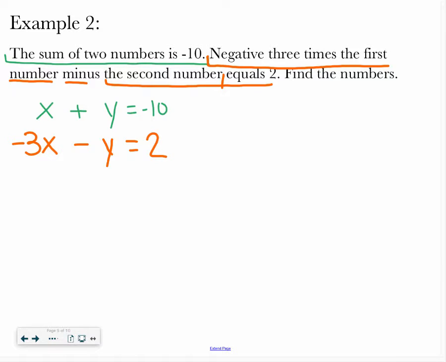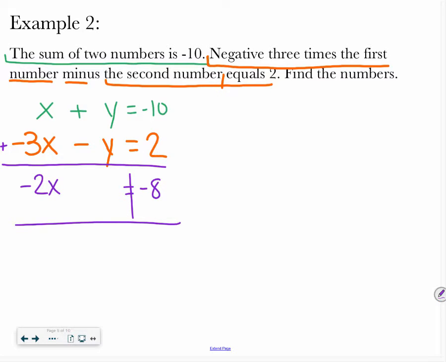I now have my two equations, and I look, if I add my x's together, I'm still going to have a number with an x. If I add my y's together, those are going to cancel, so I'm going to go ahead and add those. x plus a negative 3x is negative 2x. y plus a negative y is 0, equals negative 10 plus 2 is negative 8. If I keep going and I divide both sides by negative 2, I have x equals 4. So that's one of my numbers.